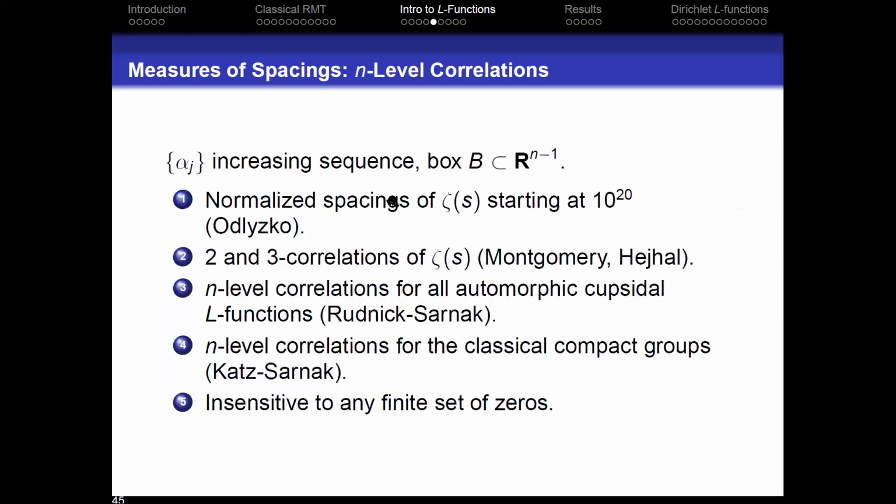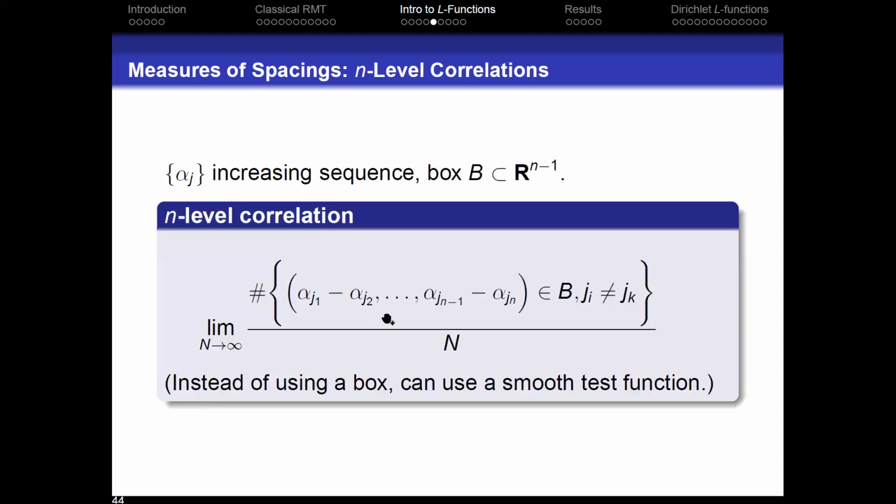Okay, so the main thing is that these n-level correlations, and again, we're not going to spend too much time on them, are insensitive to any finite set of zeros. Because if you look, we're dividing by n because things are growing, and I've normalized to have, say, mean spacing 1. If I fix a zero, eventually everything else is going to be so far away from it that it's not going to really contribute anything to this limit. So these limits are insensitive to any finite number of zeros.